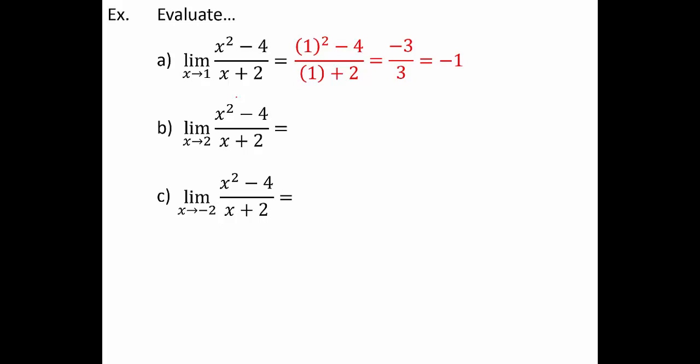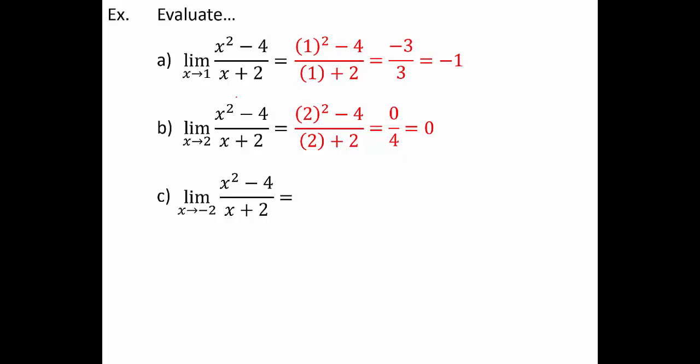On the second question, we'll do the same thing, plugging in 2. So 2 squared minus 4 on the top is going to give me 0 on the top, 4 on the bottom, and 0 divided by 4 is 0. Remember, 0 on top equals 0. 0 on bottom is undefined. 0 on top is 0.